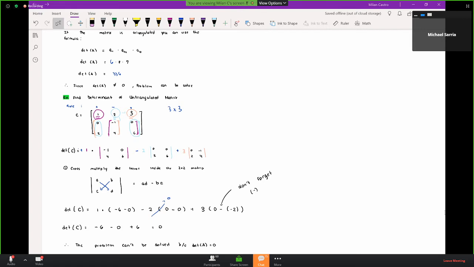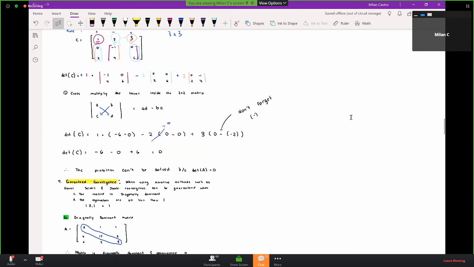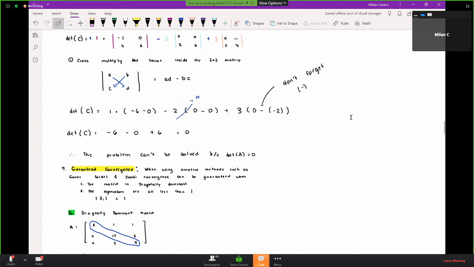Hey, Milan, question. If we do the determinant and we don't get 0, we get like 1 or 2, that means that matrix has a possible solution, right? Yes, this is all right. So let's go on.